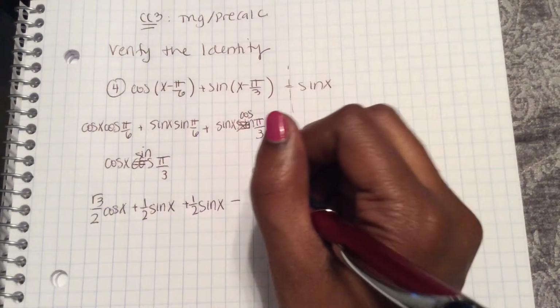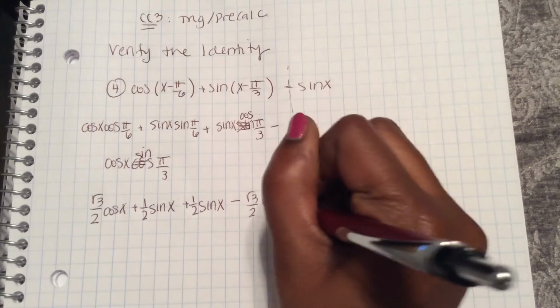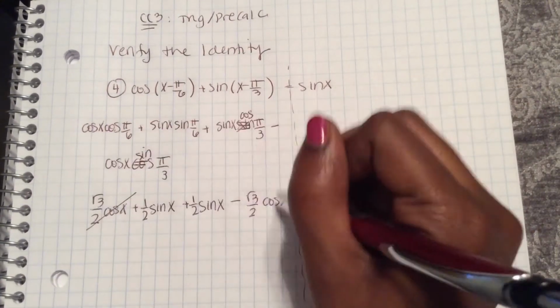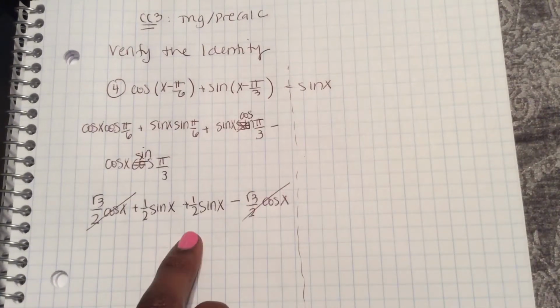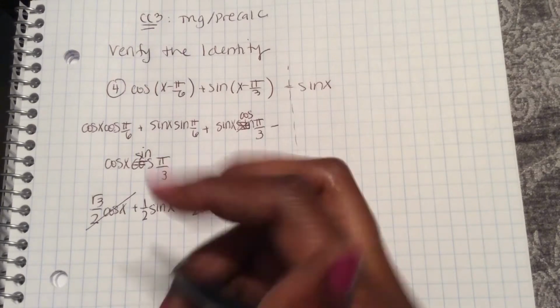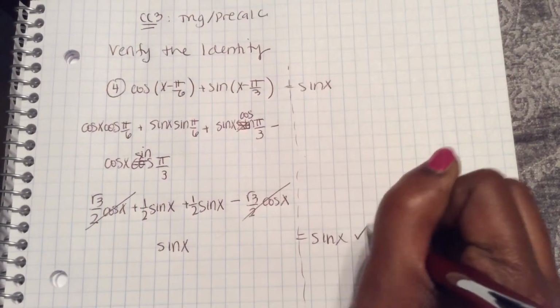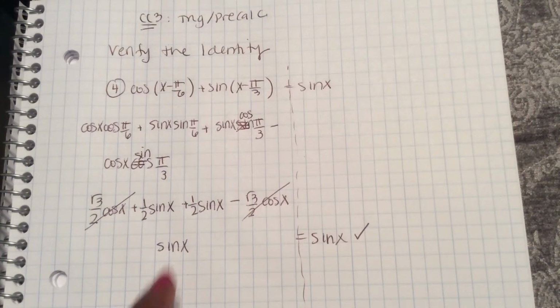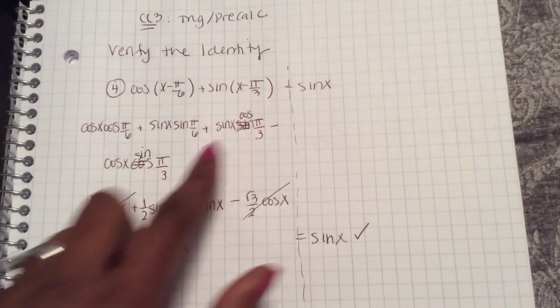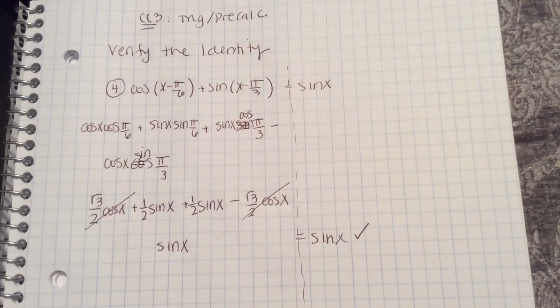And sine of pi over 3 is square root 3 over 2. Well, these cancel. 1/2 sine x plus 1/2 sine x is sine x, which equals sine x. Verified those trig identities. So sorry I messed up on those two accidentally. Hopefully you caught them as I was making those mistakes.